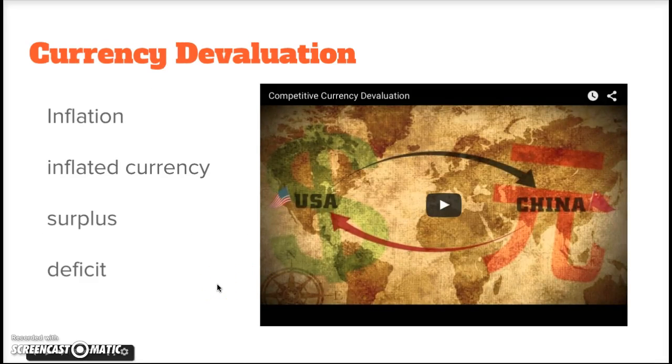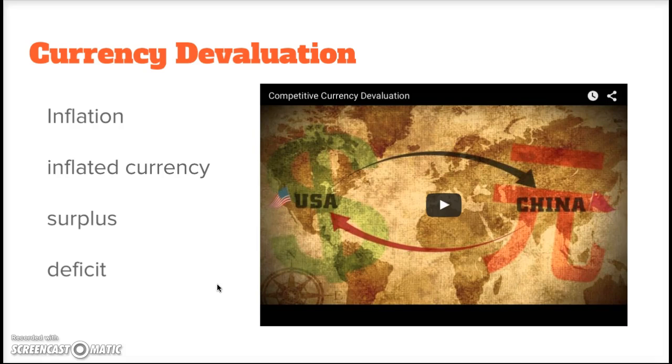Devaluation is when the government of a nation takes certain measures to decrease the value of its currency in order to make the exchange rate between nations more favorable to other nations. When governments devalue their currency, they intend to make it easier to balance deficits and catalyze trade by making exported goods cheaper to foreigners and imported goods more expensive to domestic residents.